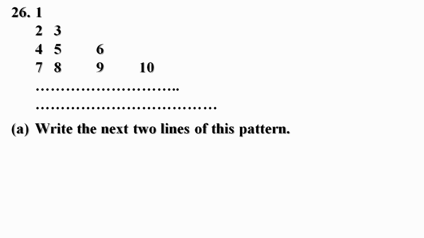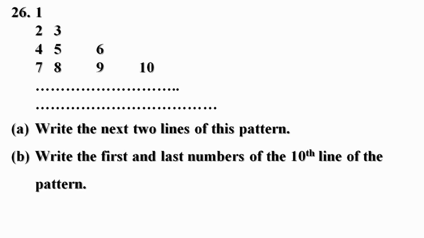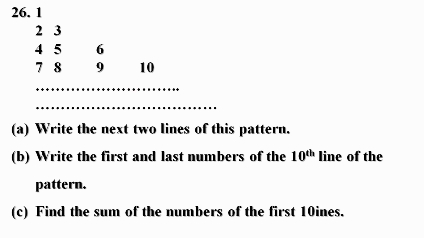26th problem. 1, 2, 3, 4, 5, 6, 7, 8, 9, 10, etc. Write the next two lines in this pattern. Write the first and last numbers of the 10th line of the pattern. Find the sum of the numbers of the first 10 lines. Here, the natural numbers are written in order. In the first line, there is only one natural number, the first natural number. And the second line, there are two natural numbers.